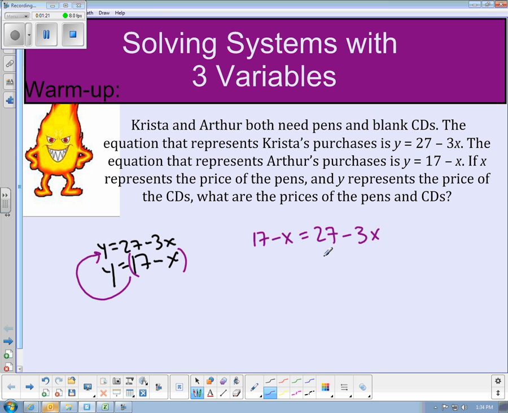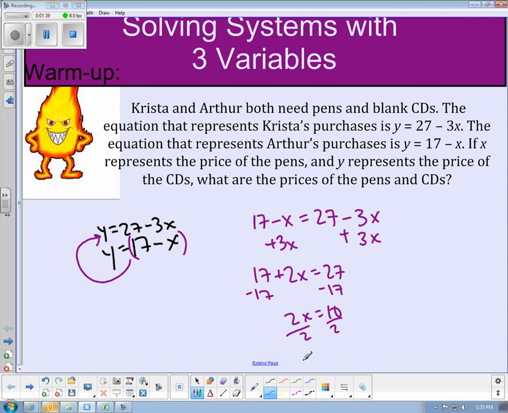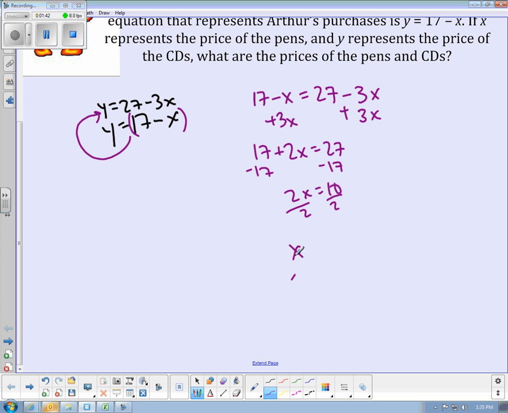So if I solve that, I want to add 3x to both sides. So I have 17 plus 2x equals 27. And then I'm going to subtract the 17, 2x equals 10, and divide by 2. So I end up with x equals 5. Okay, so there's one of the solutions. Then I can take that and plug it back into either one of the originals and I'll get the y value. So I have y is equal to 17 minus 5. That's y is equal to 12.